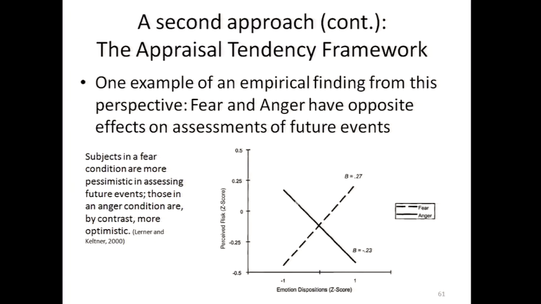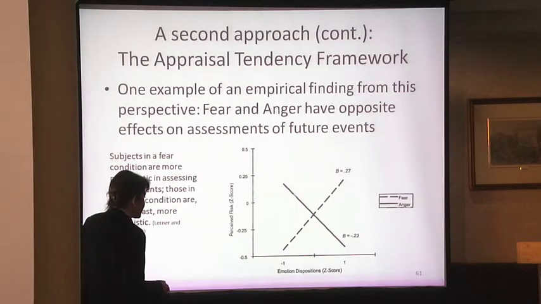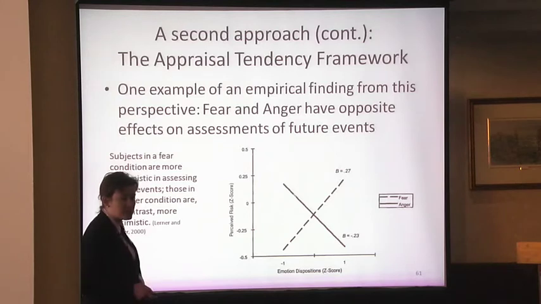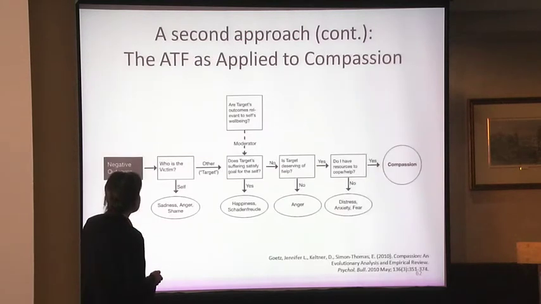Here's an example where we did a study. We have perceived risk on the y-axis, and on the x-axis, fear in the dotted line and anger in the solid. And what you can see is that the more fearful you are, the more you perceive risk in the world. The more angry you are, the less you perceive risk in the world. We have a whole bunch of studies that show these kinds of findings.